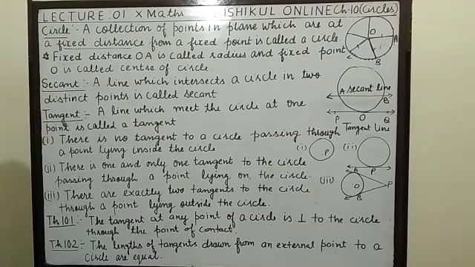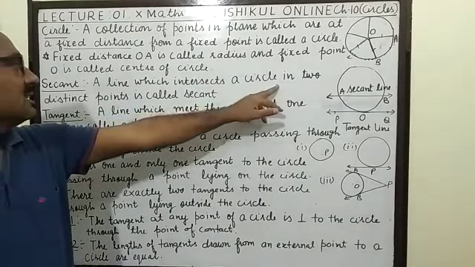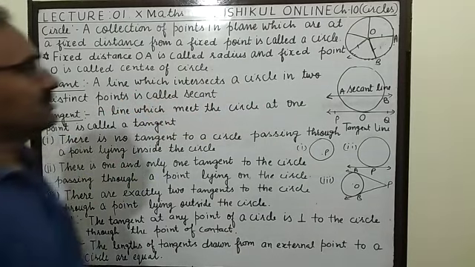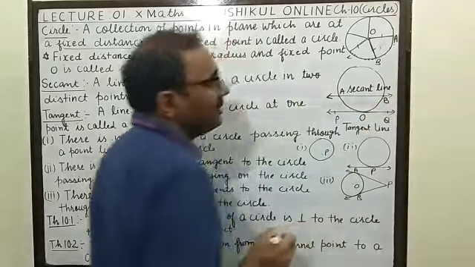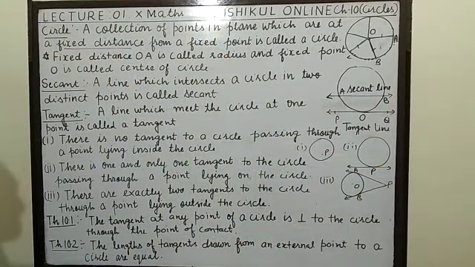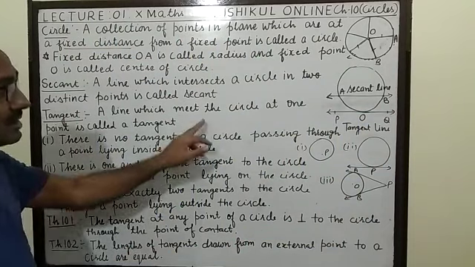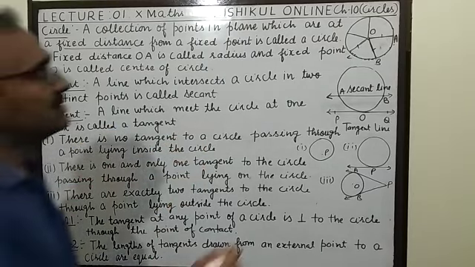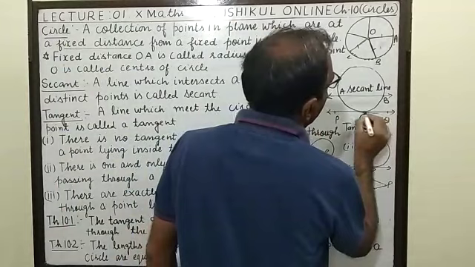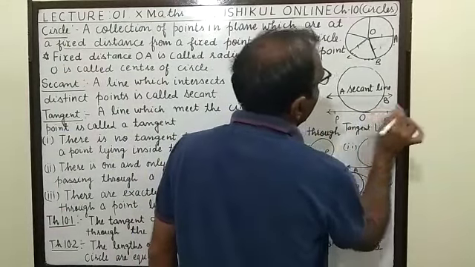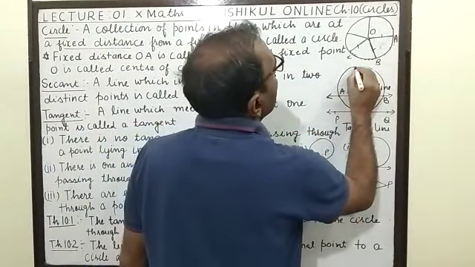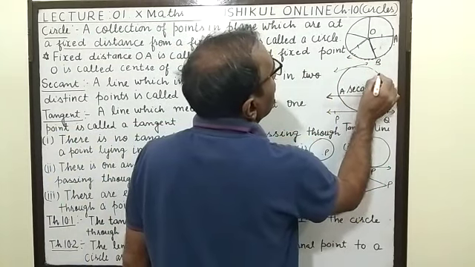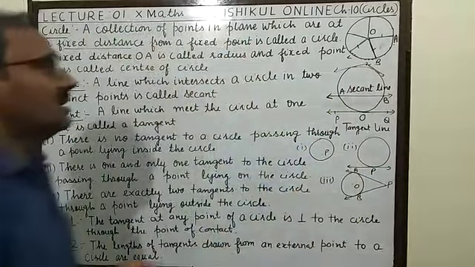Then secant line: a line which intersects the circle in two distinct points. This is a line which intersects the circle at points A and B. So that line is called a secant line. Clear? Then tangent line: a line which meets the circle at one point. This line intersects the circle at one point. How many tangents can you draw on a circle? You can draw an infinite number of tangents on a circle.